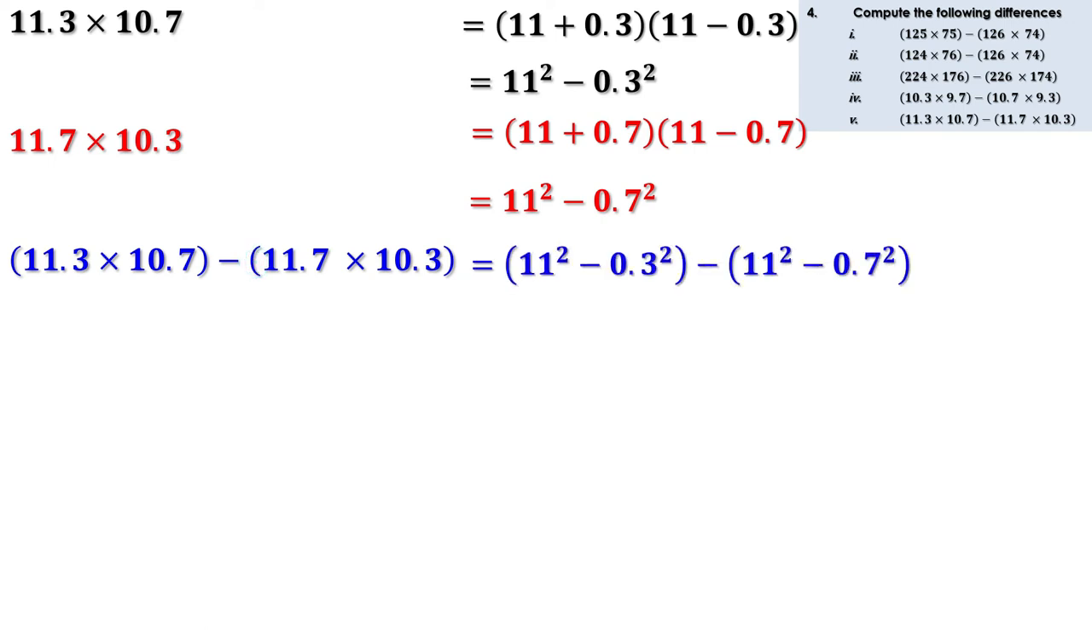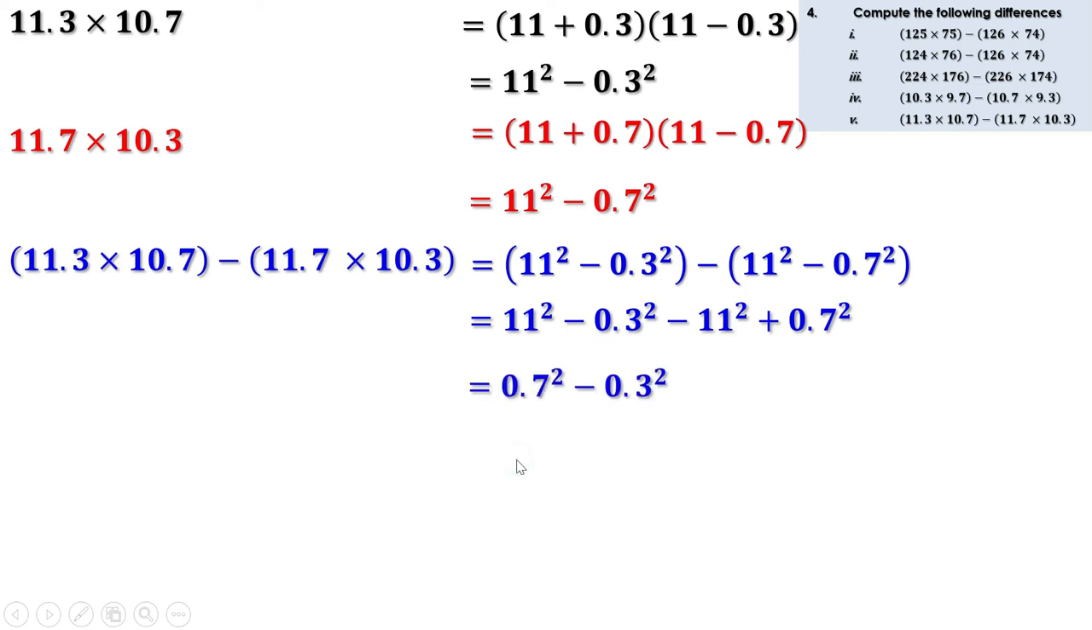Now let us find the difference, that is 11.3 into 10.7 minus 11.7 into 10.3, and that is equal to 11 square minus 0.3 square minus 11 square minus 0.7 square. Removing the bracket, we can write 11 square minus 0.3 square minus 11 square plus 0.7 square. 11 square minus 11 square is 0, and this can be written as 0.7 square minus 0.3 square.